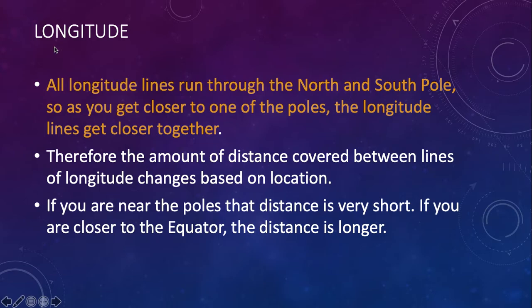All longitude lines run through the North and South Pole, so as you get closer to one of the poles, the longitude lines are converging. They're getting closer together. Therefore, the amount of distance covered between the lines of longitude can change based on your location. If you're closer to the poles, that distance is very short. If you're closer to the equator, that distance is bigger.